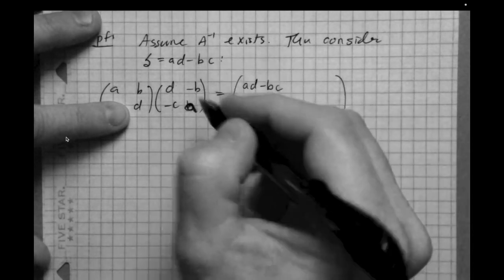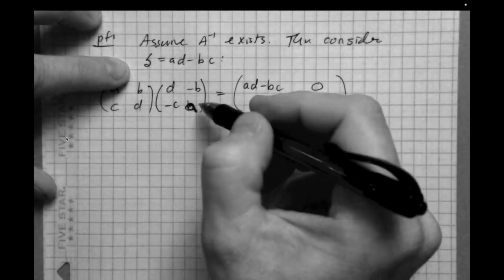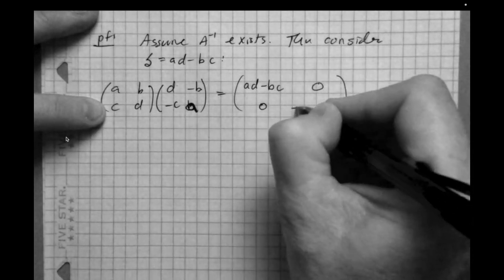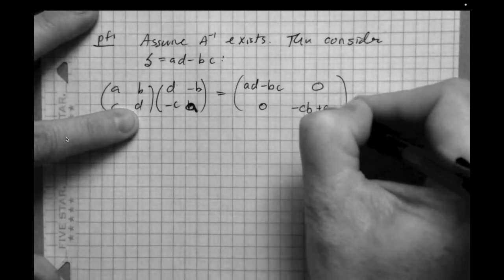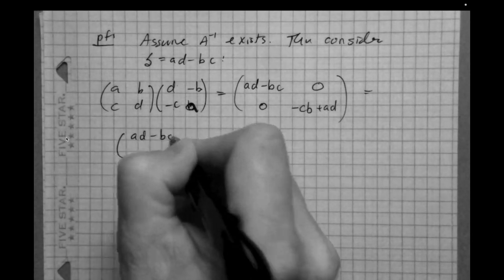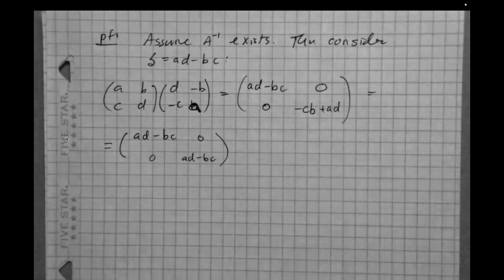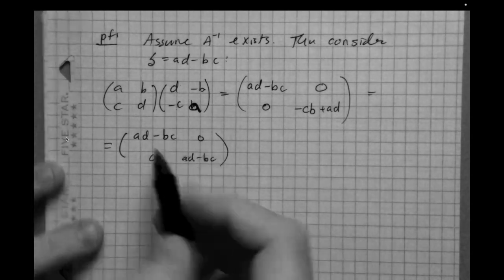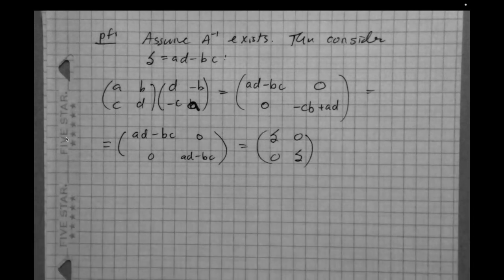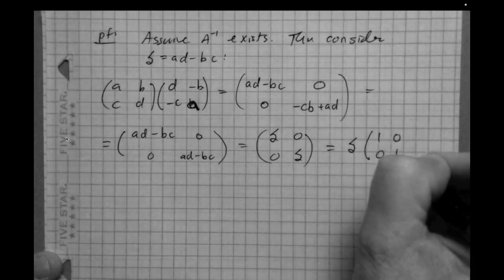Right, so I get a 0 down here. And then up here I get negative AB plus AB, so I get a 0 up here. And then in this bottom section I get negative CB plus AD. Let's rewrite it in the right order, and you'll see that I get this when I multiply those together. And notice this is just delta. So I get delta, 0, 0, delta. And I can think of that as just delta times 1, 0, 0, 1.